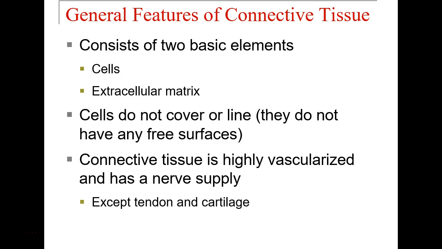General features of connective tissue: they have two basic elements, cells and extracellular matrix. Unlike epithelial tissue, we will see a lot of almost open space in some of this connective tissue. That is where you're going to see the extracellular matrix. It's just the different substances that fill the void between the cells. They will not cover or line any surfaces in the body.